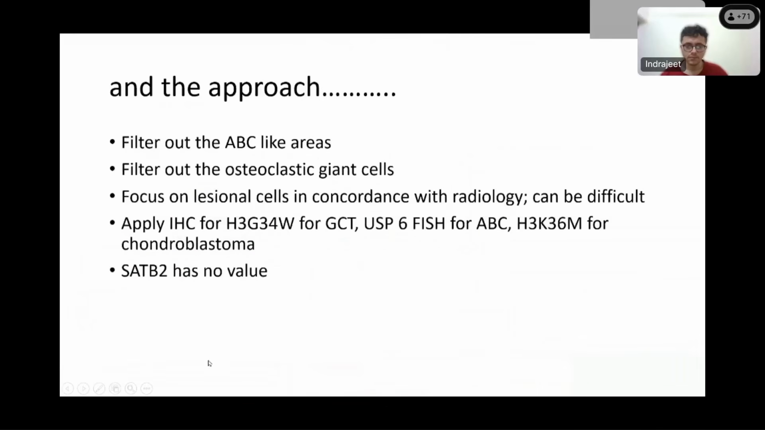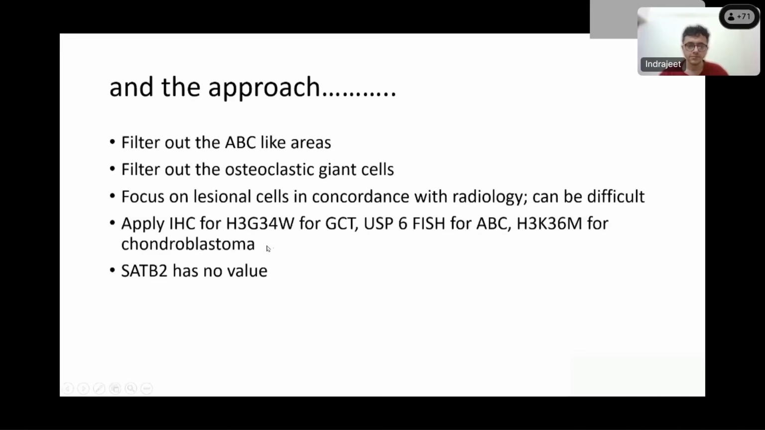So what do you do when you have a lot of giant cells and a lot of ABC-like areas? The rule of thumb is to view from your visual field, filter out these ABC-like areas, and filter out the osteoclastic giant cells. Focus on the lesional cells, the ones within, because those drive the lesion and are the real character of the lesion, not the giant cells, not the aneurysmal bone cyst-like areas. That is all just drama. The real lesion lies in between these things. So focus on those. Then get back to radiology.